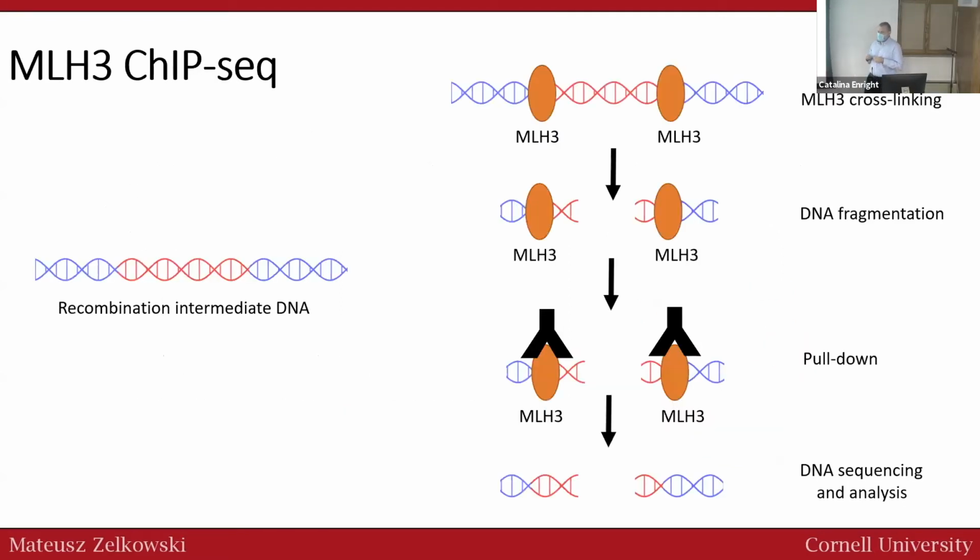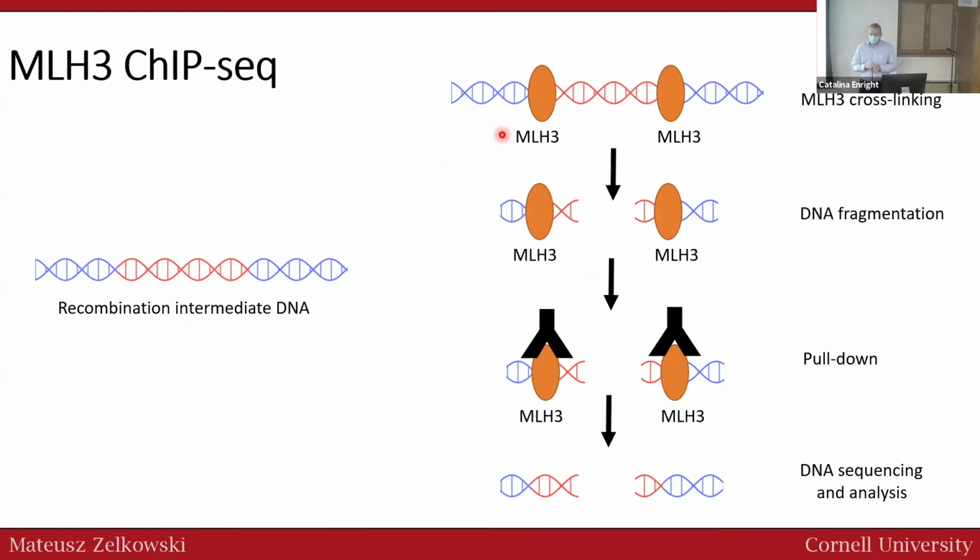The method, the tool for tracking this protein, that I use in my studies is chromatin immunoprecipitation followed by next generation sequencing. And here you have the particle of the DNA, which will symbolize here a recombination intermediate DNA. The red one will be the place where the recombination takes place, and we have the intermediates of it.